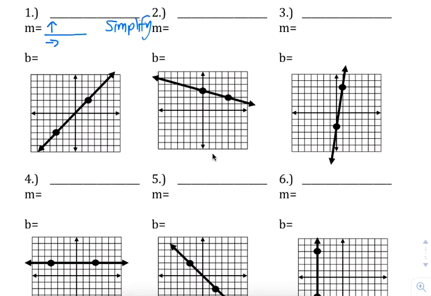Simplify. There we go. Okay. So on this problem, if I count my slope and I'm reading it left to right, I'm rising up 5 and over 5. So I would say I rise 5, run 5. If I simplify that, I'm going to get a positive 1. Okay. That's what slope looks like.